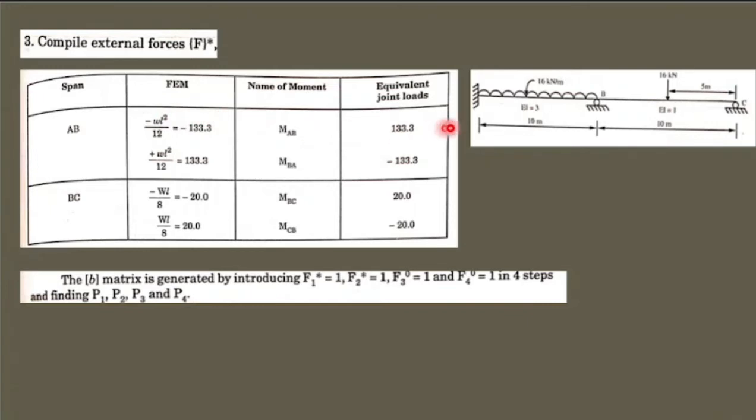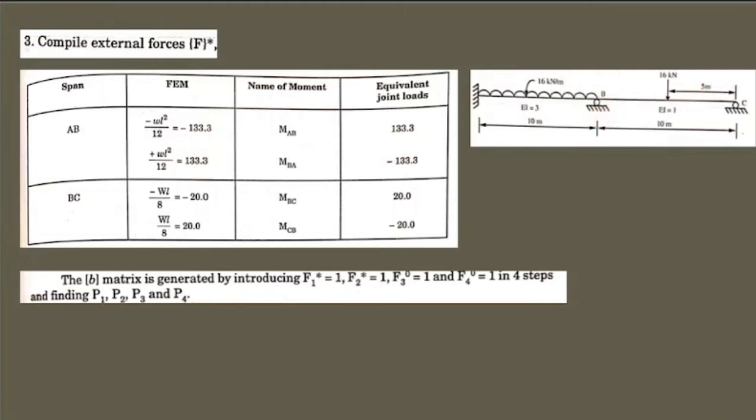Span A and B have a uniformly distributed load. If you are finding fixed end moment, the formula is minus WL square by 12 and B to A will be plus WL square by 12. So W here is 16 into 10 square divided by 12. So answer will be minus 133 and plus 133 for the span AB.